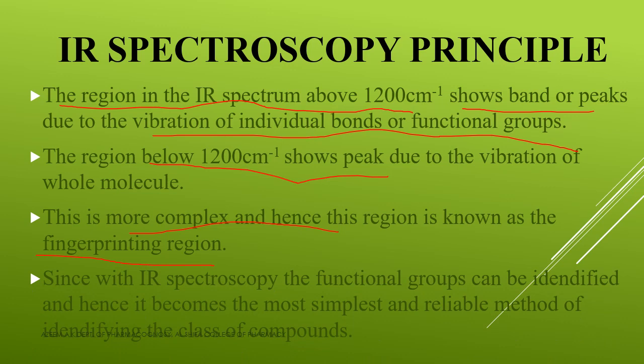Clear? Since with IR spectroscopy the functional groups can be identified. So if we want to determine a structure, the most important thing required is its functional groups. And these functional groups can be identified clearly with the help of IR spectroscopy. So we can say that this is the simplest as well as a reliable method in the identification of very different classes of compounds. Clear? Simplest means it takes only 3 minutes for recording the spectra. So since the functional groups can be identified, it became the most simple as well as a reliable method of identifying the class of compound.